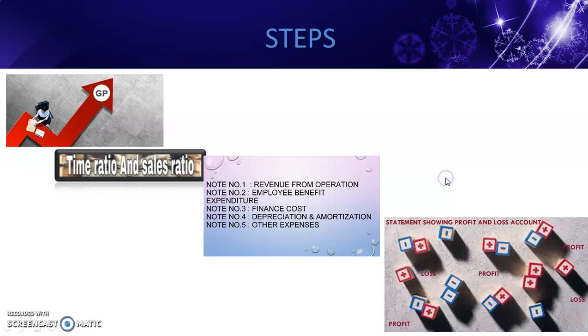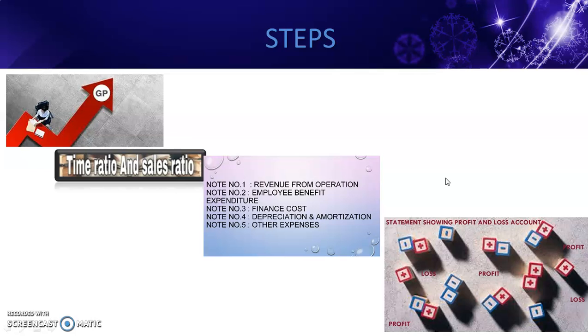Before we go into the question, we will see what are the steps to be followed for computing profit prior to incorporation. Step number 1, gross profit is to be computed if it is not given in the question. Then time ratio and sales ratio, if it is not given in the question, then we have to compute time ratio and sales ratio. And the required notes to be prepared, note number 1 to 5.